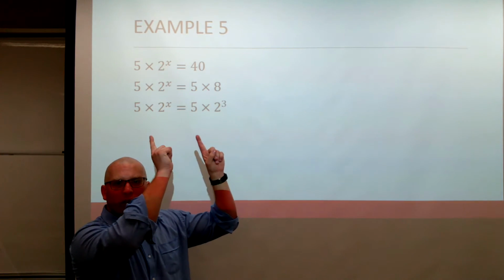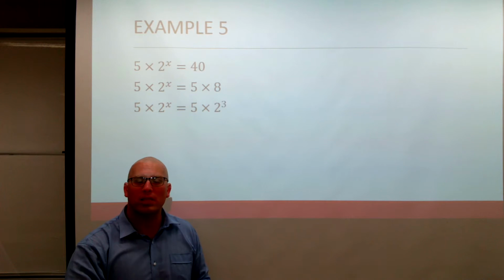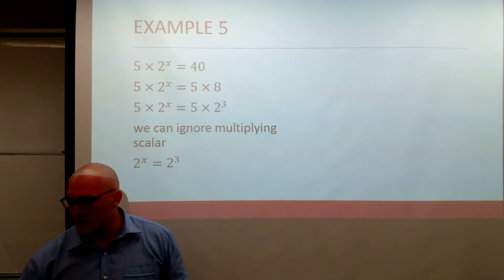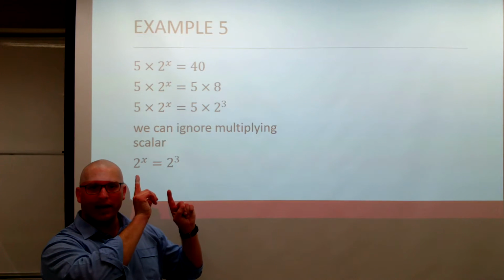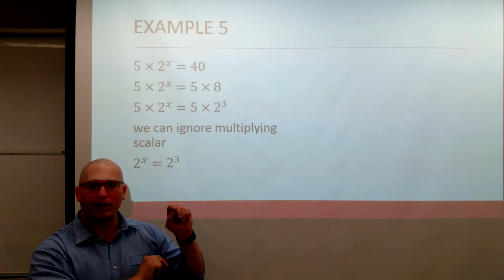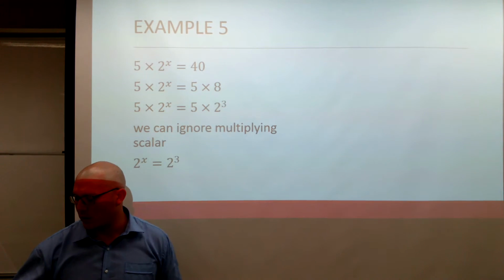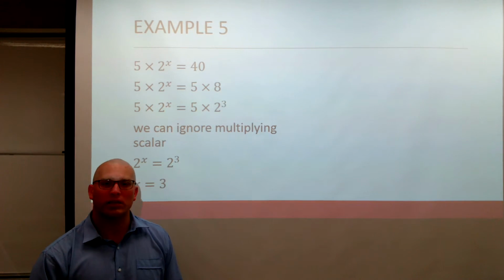Now what we can do is ignore the scalar multiplier of 5, giving us 2 to the power of x is equal to 2 to the power of 3. Common base, they can be ignored. Just look at the exponents. x is equal to 3.